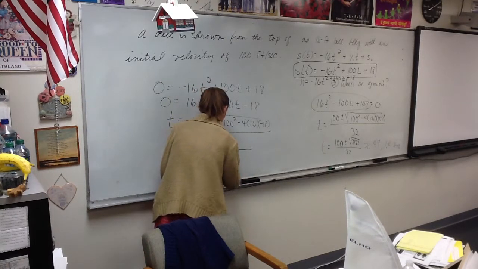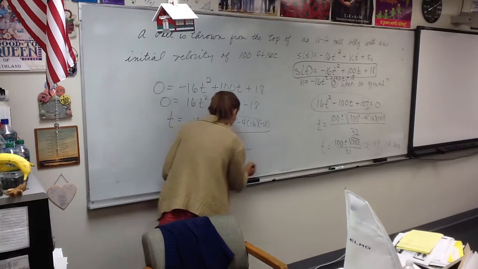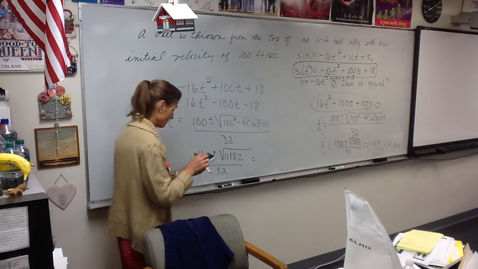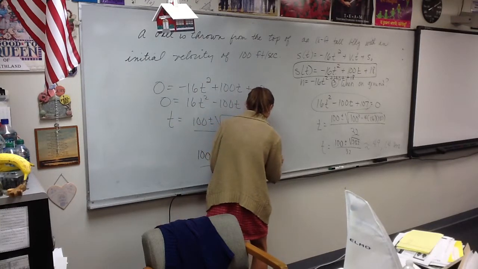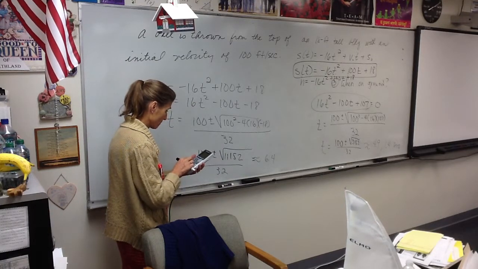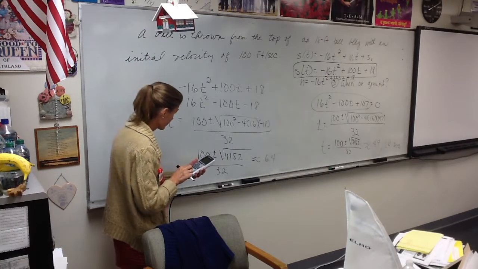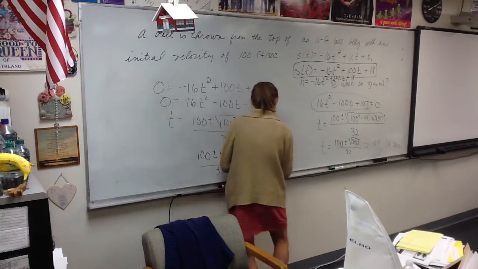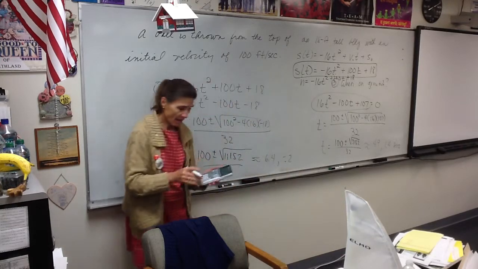I got a huge discriminant. Anybody else get this? 1, 1, 1, 5, 2? Yeah. Okay, so 100 plus the square root of that divided by 32. So one answer is about 6.4. The other answer is about negative 0.2. Now what about that?